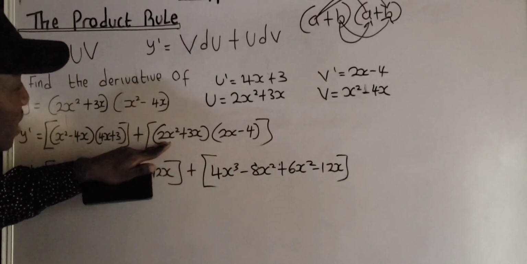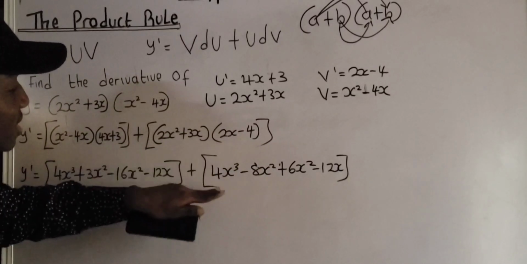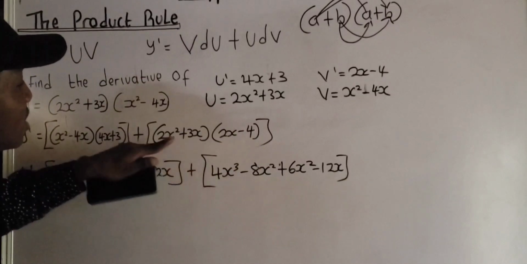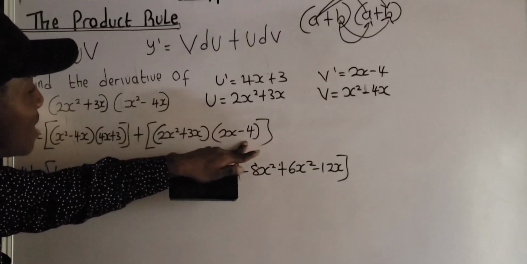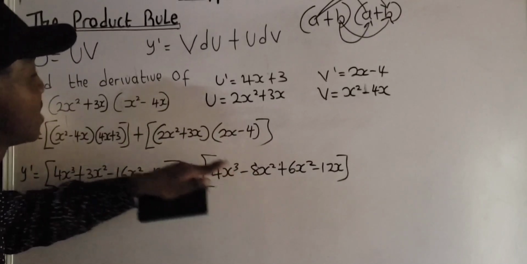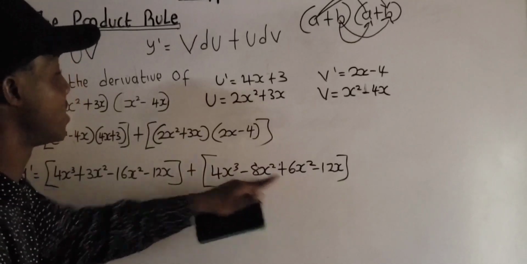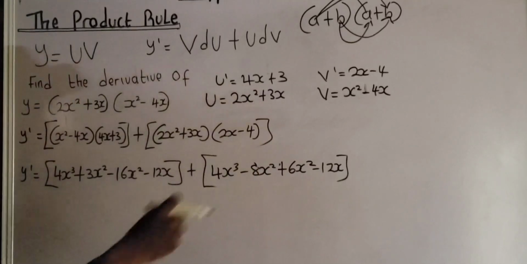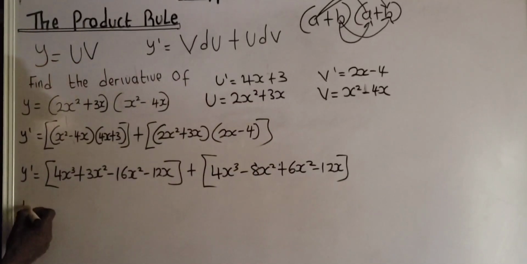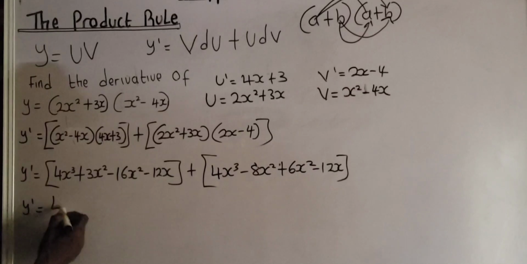That's what I did. 2x squared multiplied by 2x, that is 4x raised to the power of 3. 2x squared multiplied by minus 4, that is minus 8x squared. Plus 3x multiplied by 2x, that is plus 6x squared. Then plus 3x multiplied by minus 4, that is minus 12x. Now the next step is that we are going to open the bracket, okay?